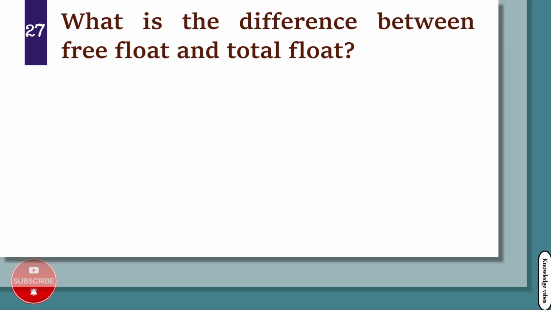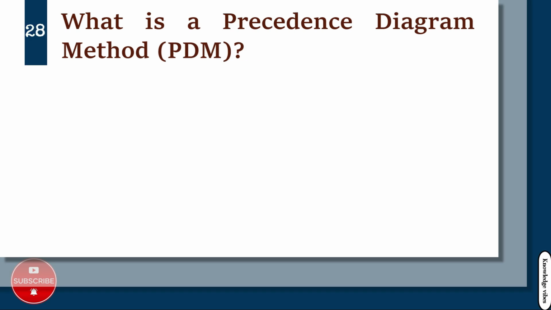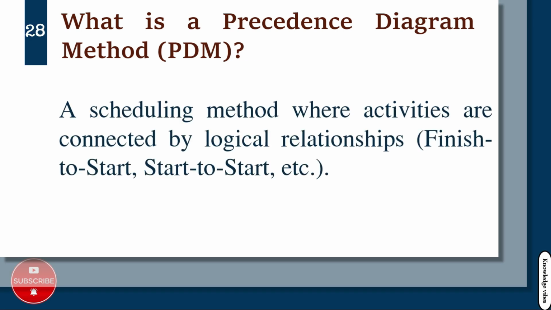What is the difference between free float and total float? Free float: delay permissible without affecting the next activity. Total float: delay permissible without affecting the overall project duration. What is a precedence diagram method, PDM? A scheduling method where activities are connected by logical relationships, finish to start, start to start, etc.